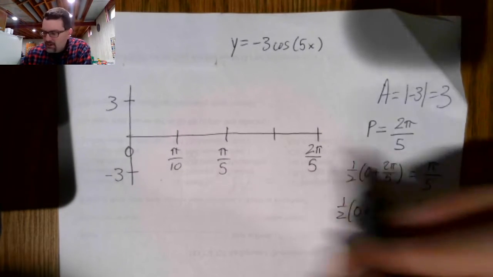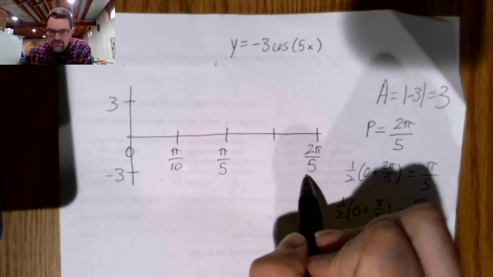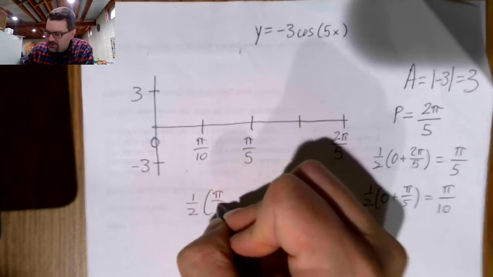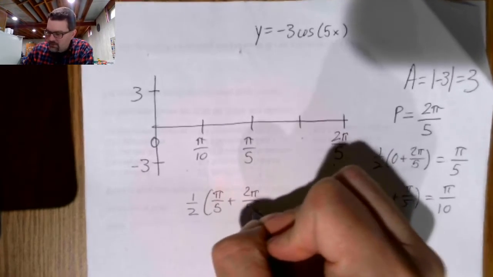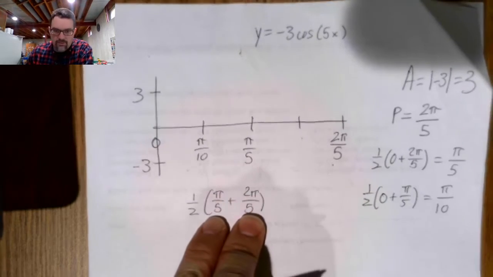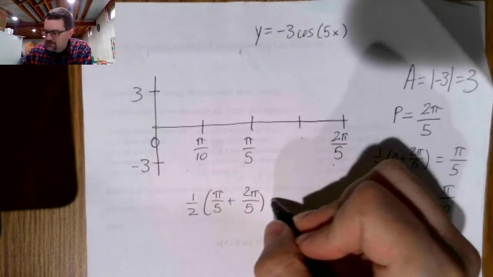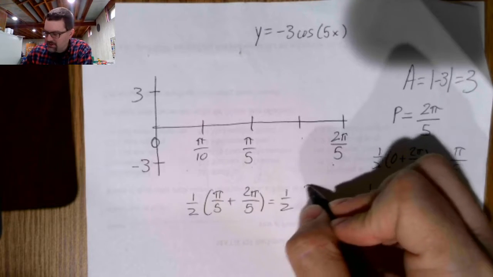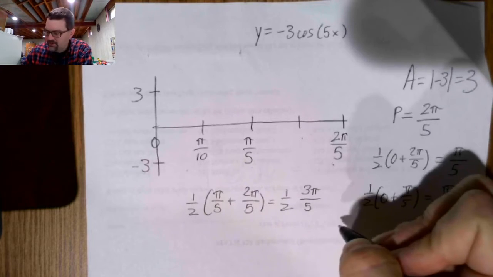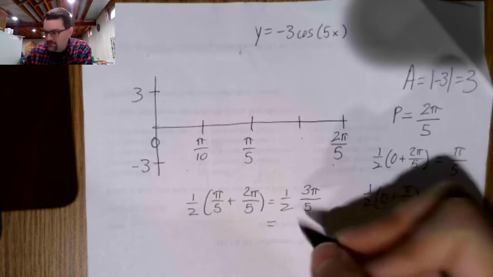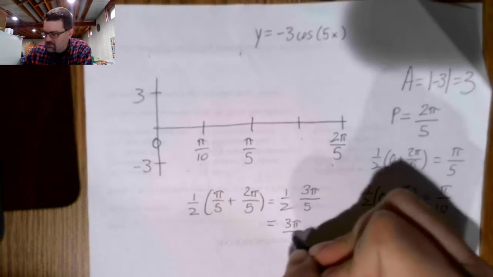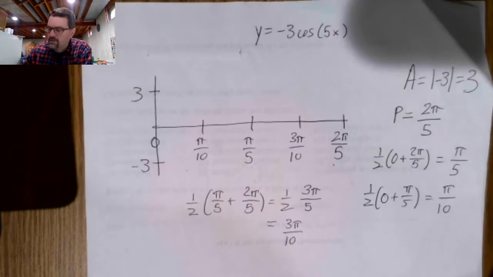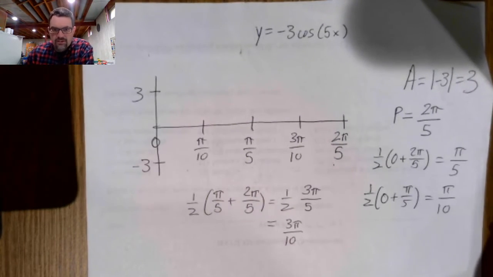Alright. Then this guy is halfway between these two. And this is the one, since there's no 0 involved, it's a little trickier, but not too bad. So we'll take these two, add them up, and take half of that sum. Now we've got the common denominator already of 5. So 1 pi plus 2 pi is 3 pi total. 5's our common denominator. And, well, multiply the fractions, and you got 3 pi over 10. So that's what goes here. Alright, so we have our 5 key x values marked off.